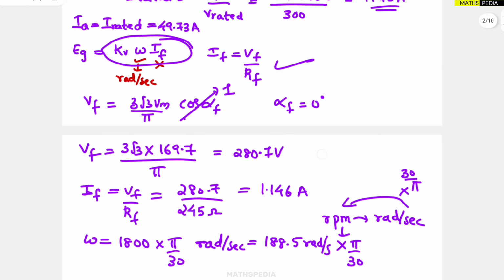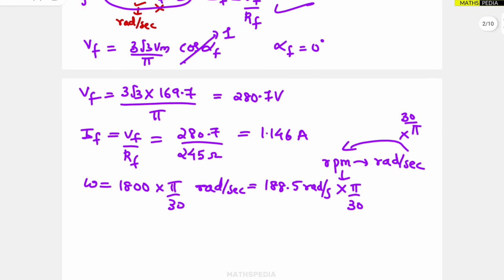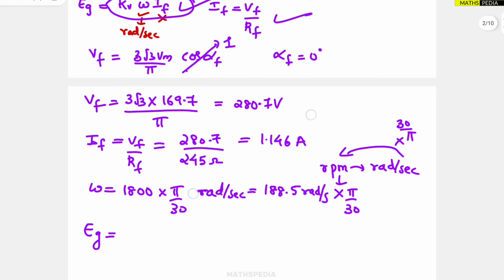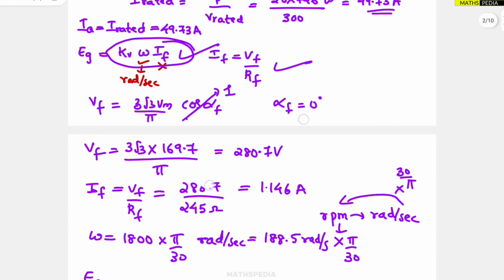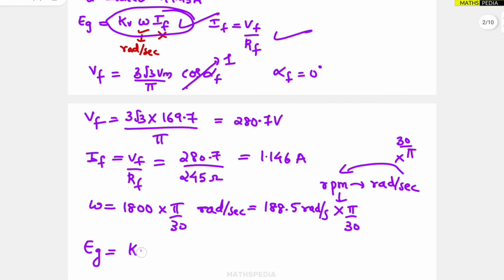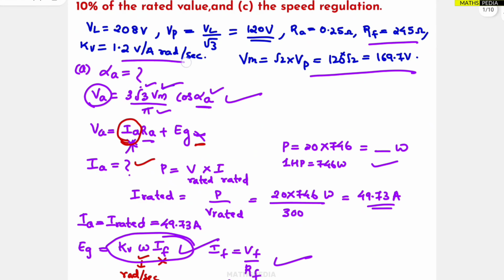So after that you can substitute in this EG formula. This will be quite confusing. We are still in the A part itself. You have to understand this concept that we are still doing the A part. So EG becomes kV omega into IF. kV, the motor voltage constant, is given. How much? 1.2.